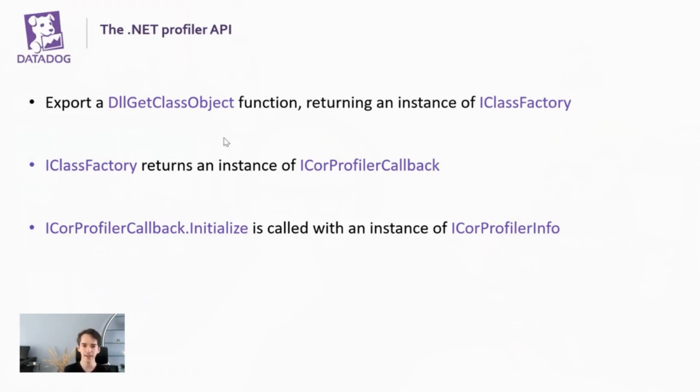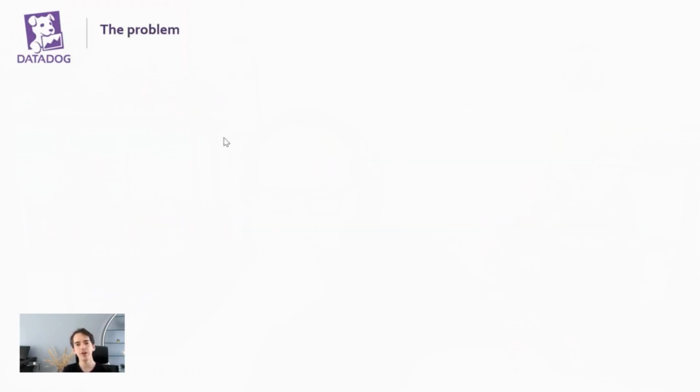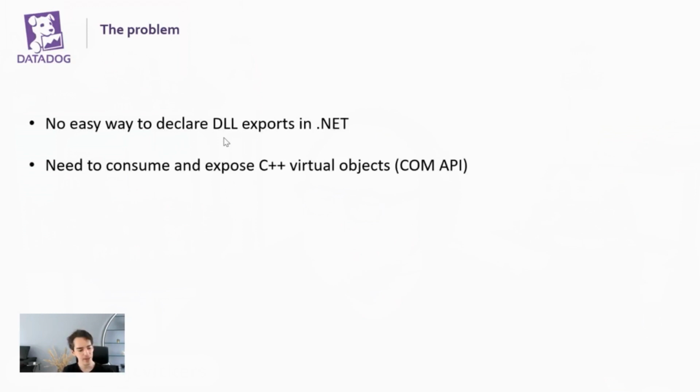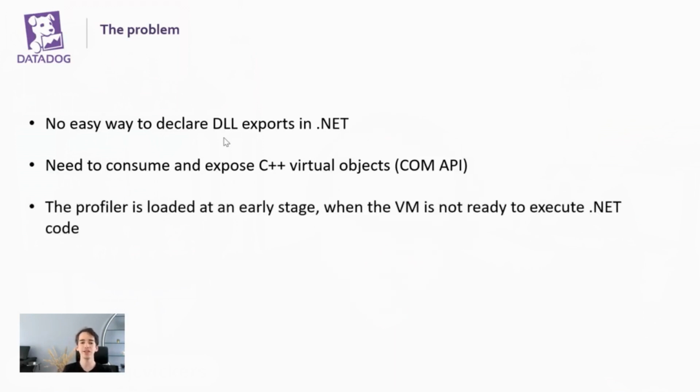So why is it so difficult to write a profiler in .NET? Well, there are a few problems. The first one is that there is no easy way to declare DLL exports in .NET. The next one is that we're going to need to consume and expose C++ virtual objects that are part of the COM API. And the main one is that the profiler is loaded at an early stage in the lifetime of the process, at a point when the VM is not ready to execute .NET code. So let's illustrate each of those points.